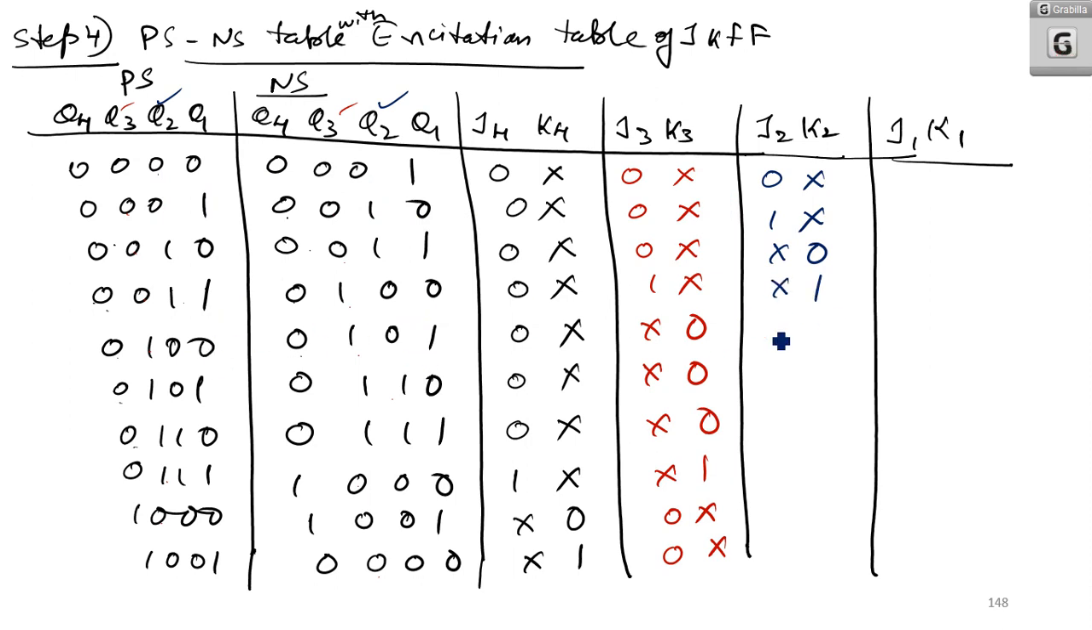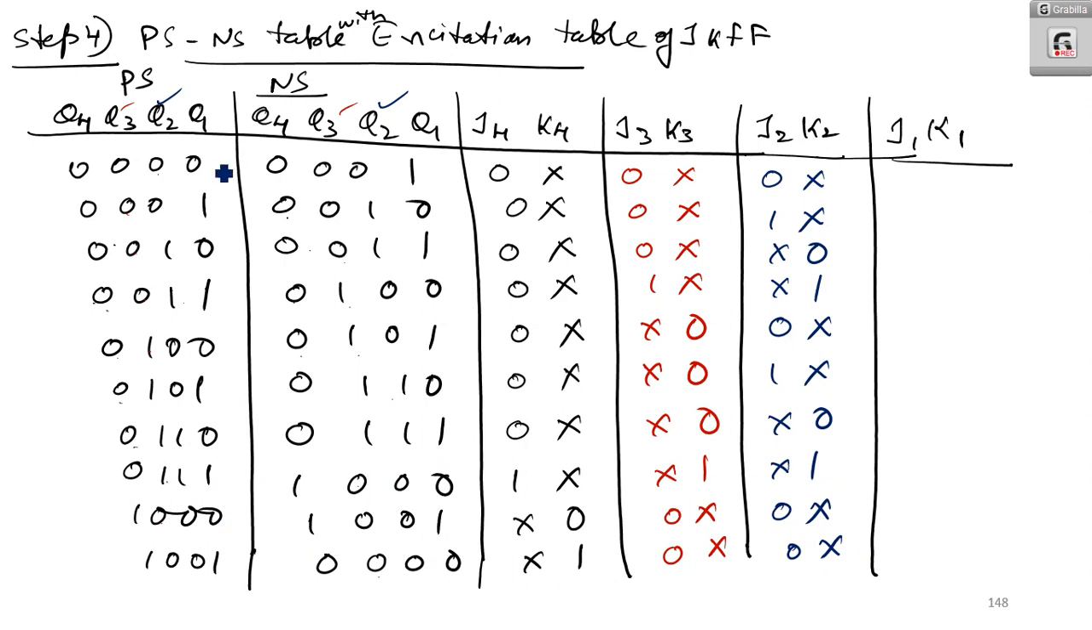0 to 0, it is 0, don't care. 0 to 1, 1, don't care. 1 to 1, don't care 0. 1 to 0, it is reset, so it is don't care 1. 0 to 0, it is 0, don't care. 0 to 0, it is 0, don't care. So you got J2 and K2.